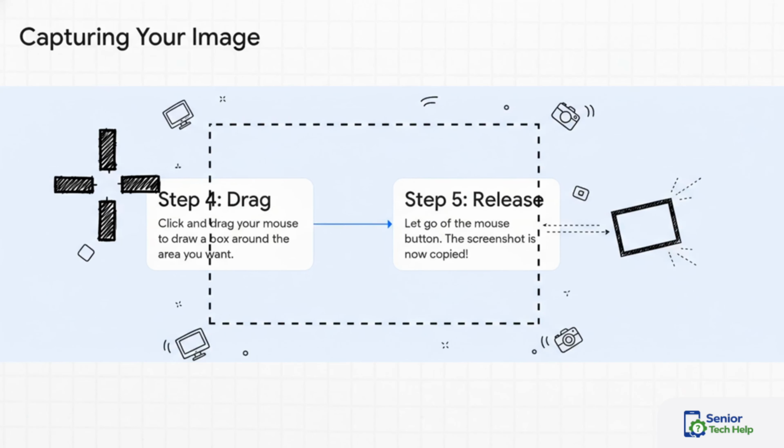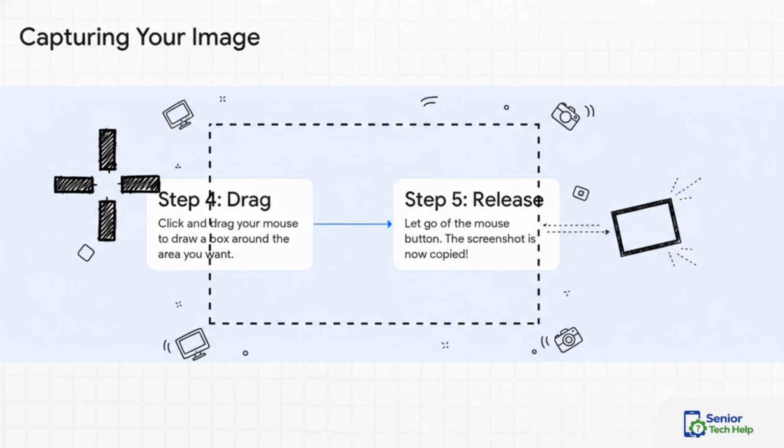With your mouse pointer that looks like a plus sign, just click and hold the mouse button down. Now, drag the mouse to draw a box around the exact area you want to take a picture of. Once you've got it just right, simply let go of the mouse button. And there you go. You've just taken the picture.